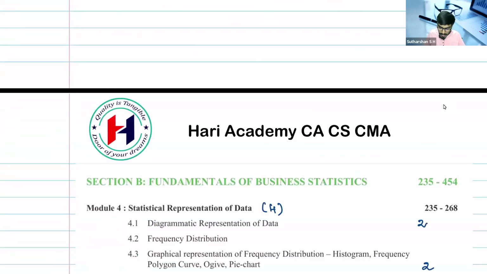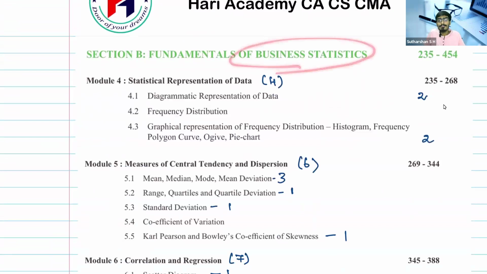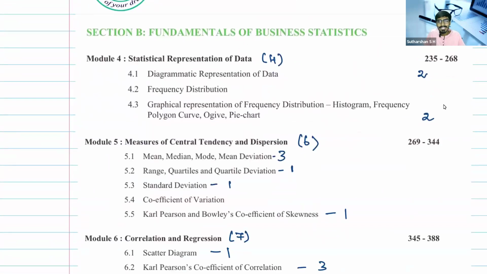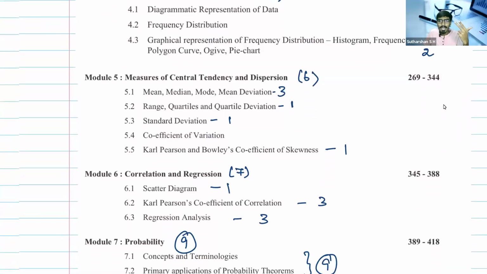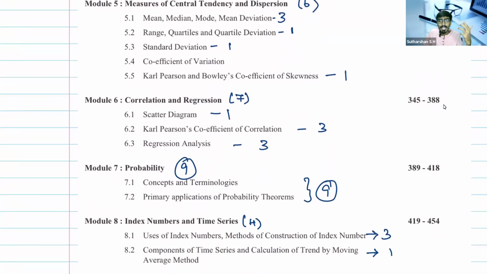Next, as far as business statistics is concerned, you are divided into 4 modules. First module will be a statistical representation of data. Second module will be measures of central tendency and dispersion. Third module will be correlation and regression. And fourth module will be probability. And one more topic will also be there, that is index number and the time series. Total 5 modules will be there.